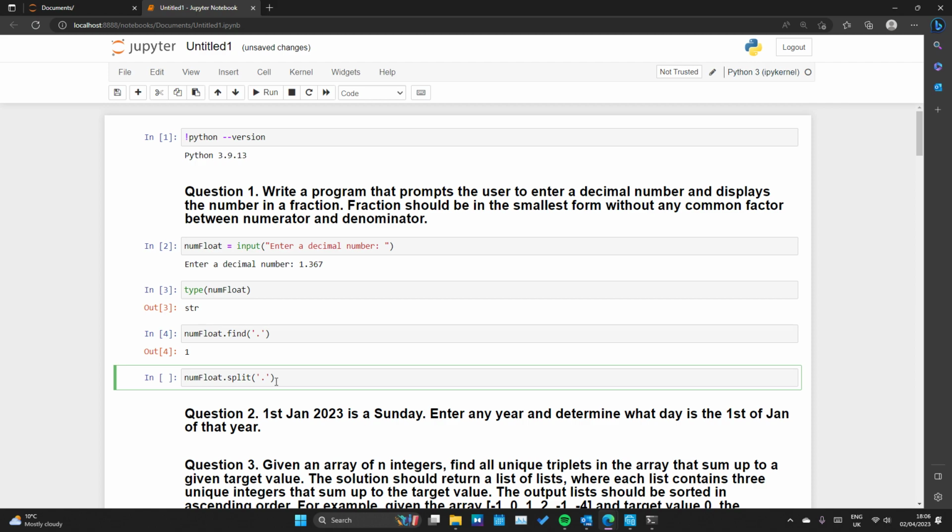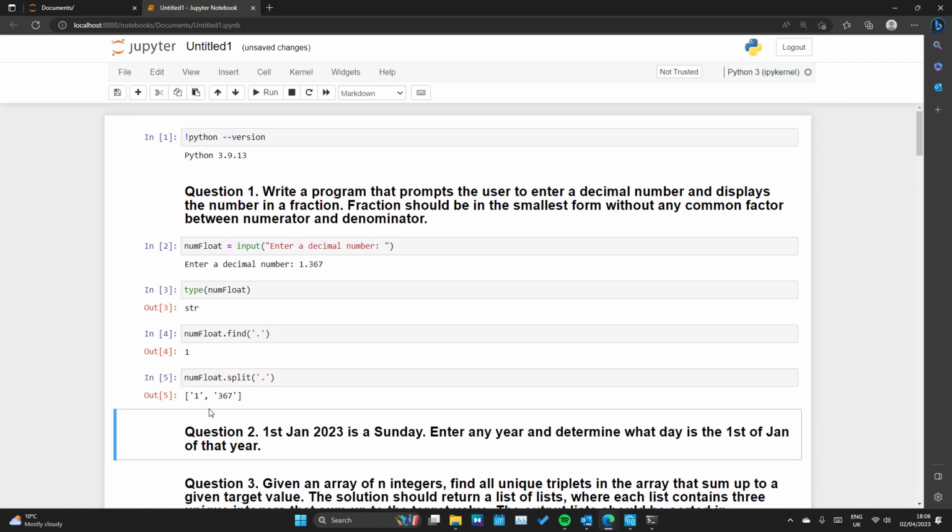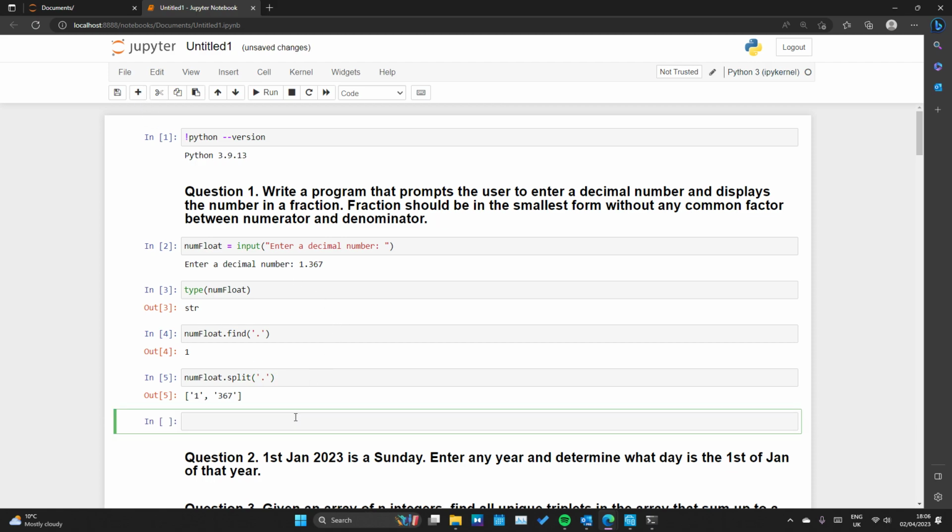So I have this num float dot split, and I can use this full stop sign to split the string, and we can see the output is 1 and 367. So we have these two outputs, which means now we can separate the integral part and the decimal part, right? So what we do is we create two variables out of it. I'm going to save the integer part, so I'm just going to name it int part, and I will save 1, which was the integral part, in the first one.